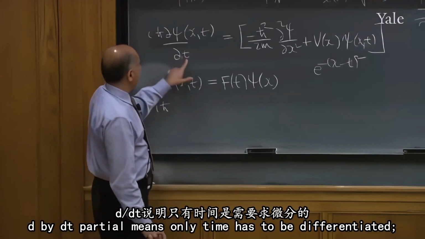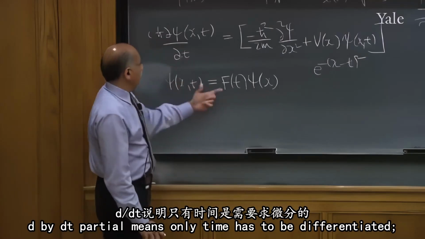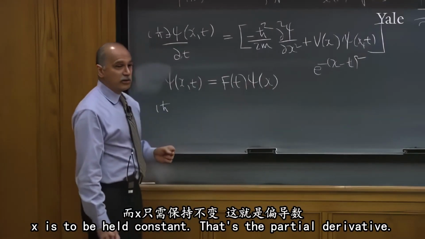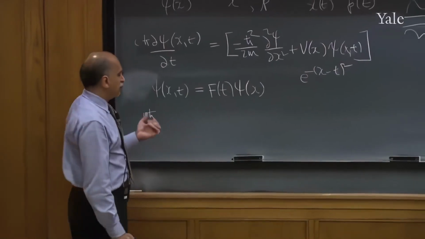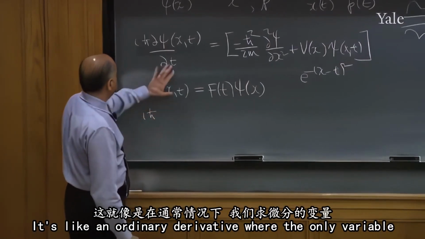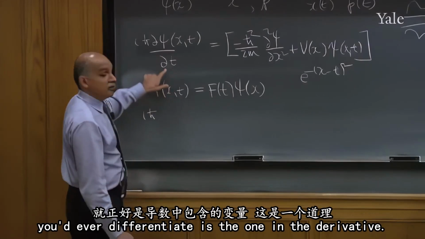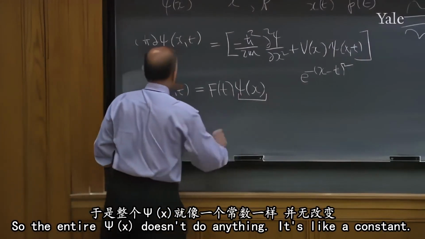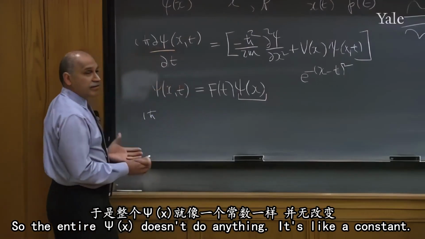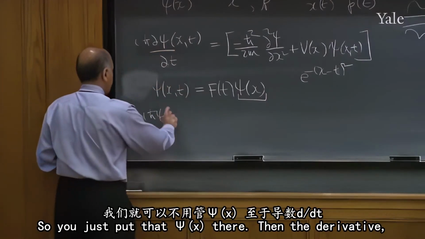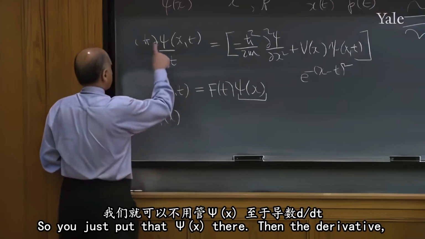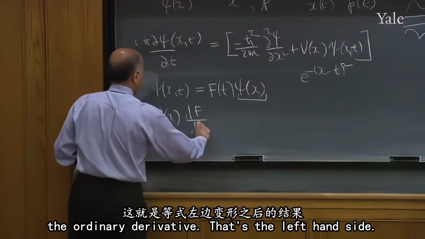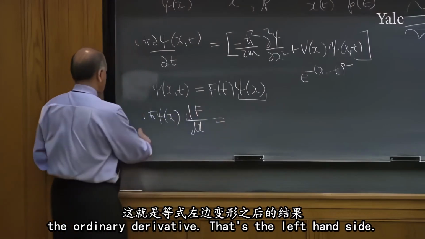d by dt partial means only time is to be differentiated, x is to be held constant. That's the partial derivative. That's the meaning of the partial derivative. It's like an ordinary derivative where the only variable you ever differentiate is the one in the derivative. So the entire psi of x doesn't do anything. It's like a constant. So you just put that psi of x there. Then the derivative, d by dt, comes here, and I claim it becomes the ordinary derivative. That's the left-hand side.